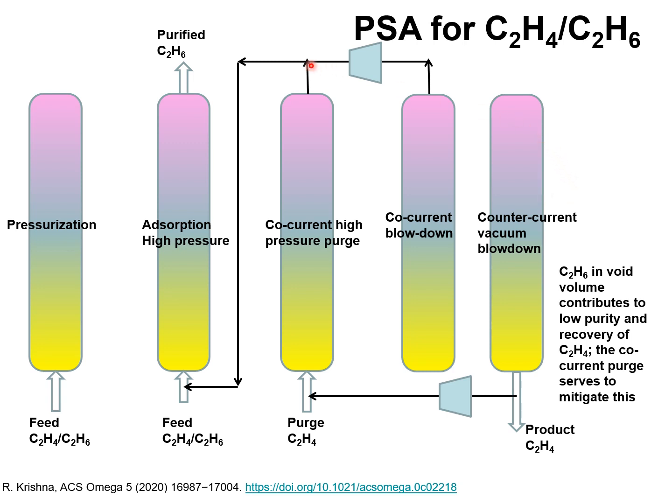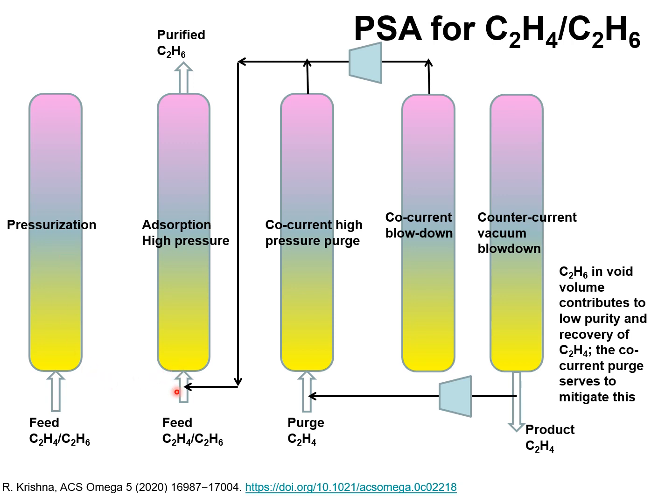Here is a schematic of a PSA scheme for ethene separations using an adsorbent that selectively binds ethene. There are essentially 5 different steps. We have the pressurization step.